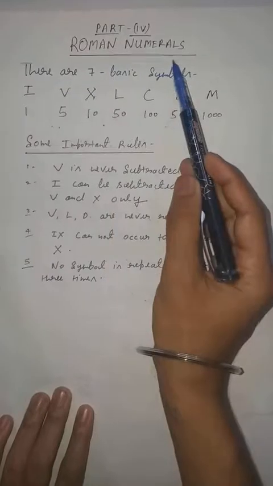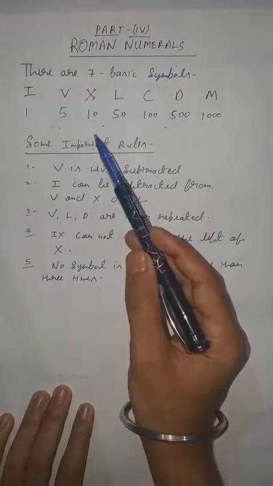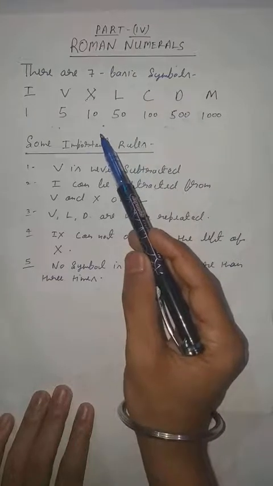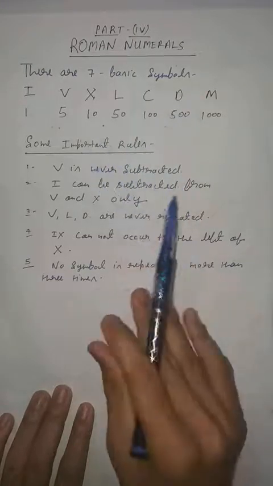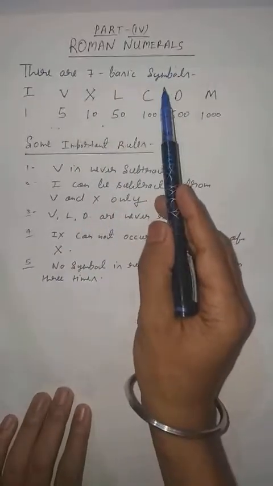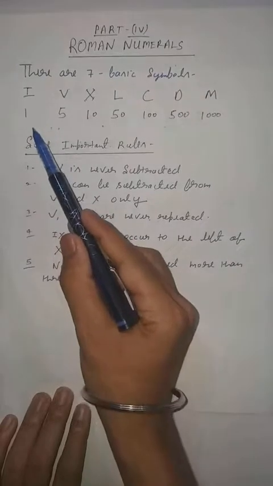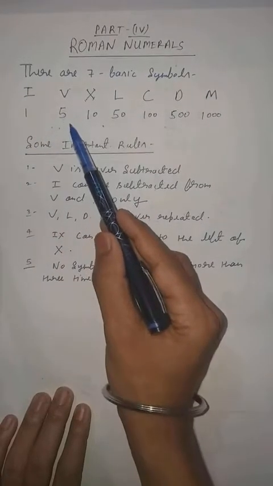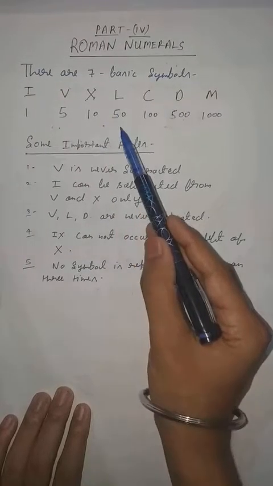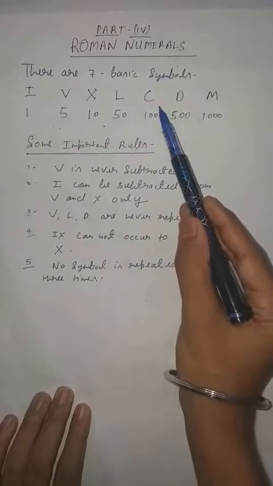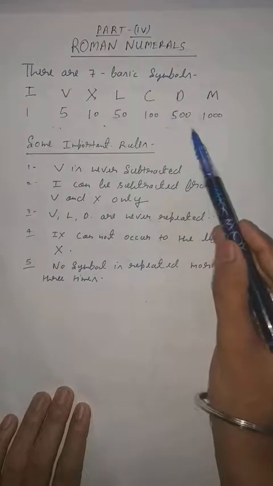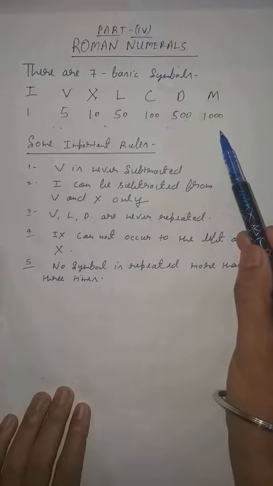Roman numerals. I know that in the previous class you also studied this, but again I am going to teach you some basic concepts of Roman numerals. So, in Roman numerals, there are 7 basic symbols. As you know, I stands for 1, V stands for 5, X stands for 10, L stands for 50, C stands for 100, D stands for 500, and M stands for 1000.